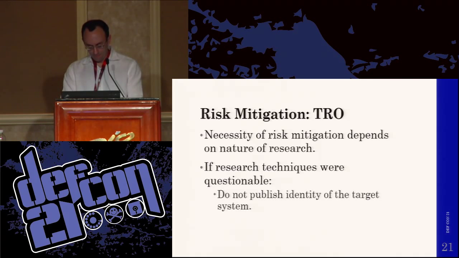So for example, if in the Megamos case, no one had identified that it was the VW group where this crypto system had been compromised, VW group would not have been able to go after a temporary restraining order against the researchers.